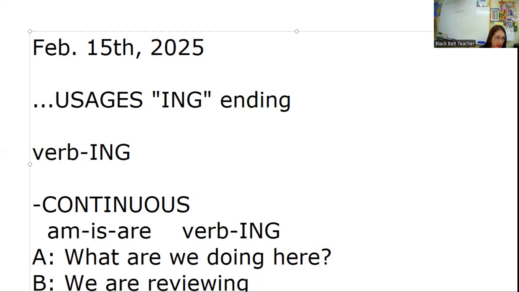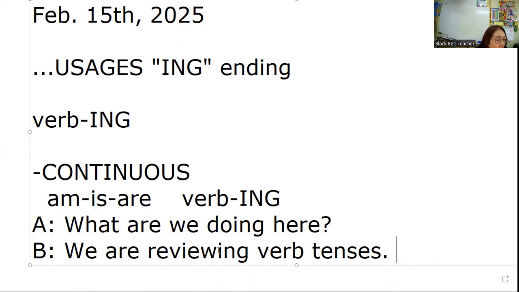Yes, verb tenses, for example. Because my point here is working. Let me see if I can use... I know we have some drawings. Oh, I don't want that. Here, yes, that's what I want.